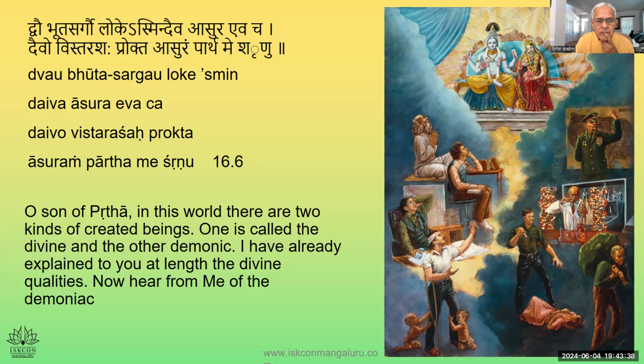O son of Pritha, in this world there are two kinds of created beings. One is called the divine and the other demonic. I have already explained to you at length the divine qualities. Now hear from me of the demoniac. So please note these words, now hear from me.